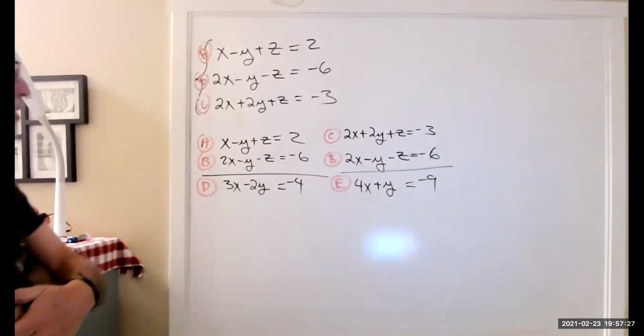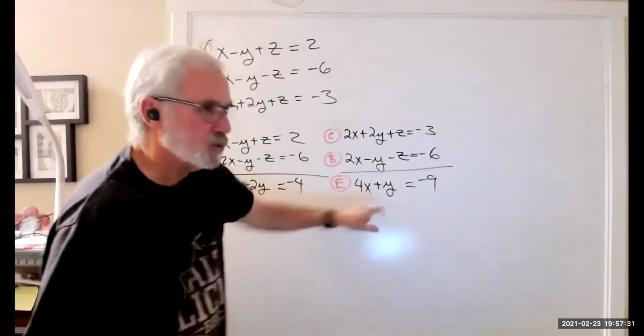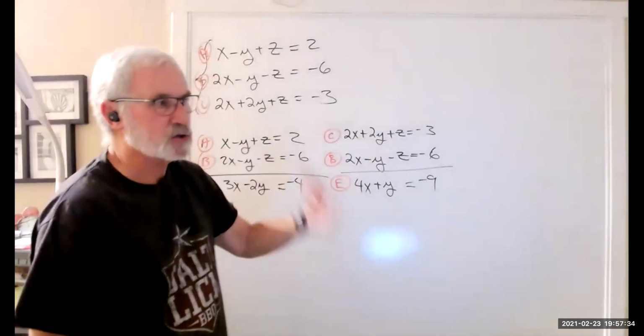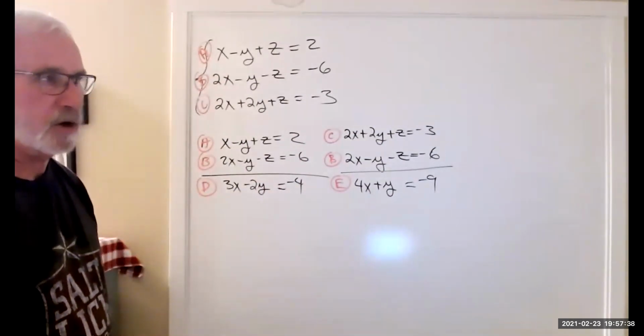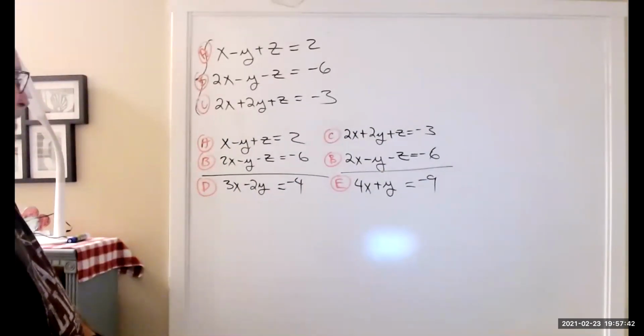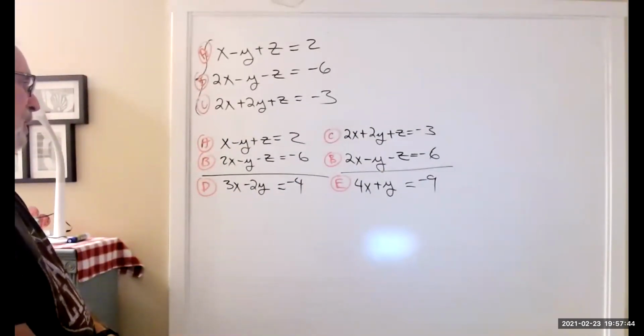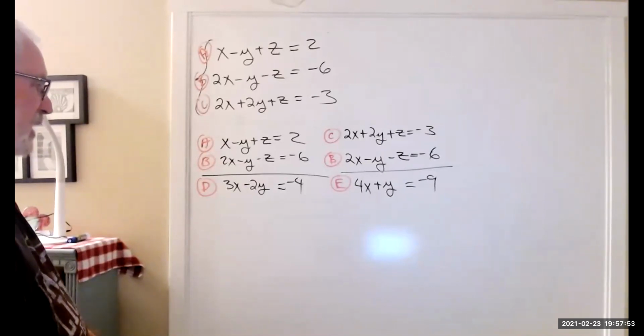Okay, now D and E are 2x2 systems. They're two equations, two unknowns. Now I can solve them the way I've been doing all the homework. Okay. Does anybody see what I could multiply by if I was to add these two together? If you were to add these two together right now, would anybody be eliminated?